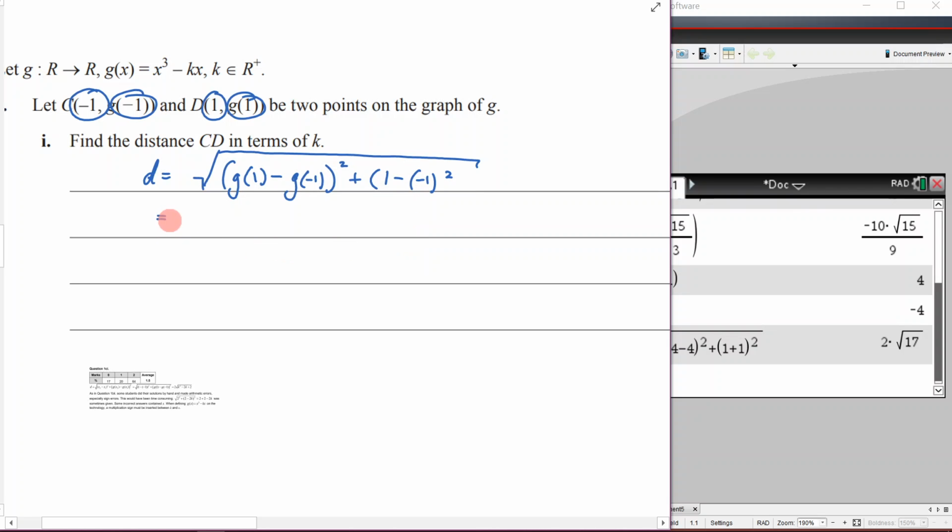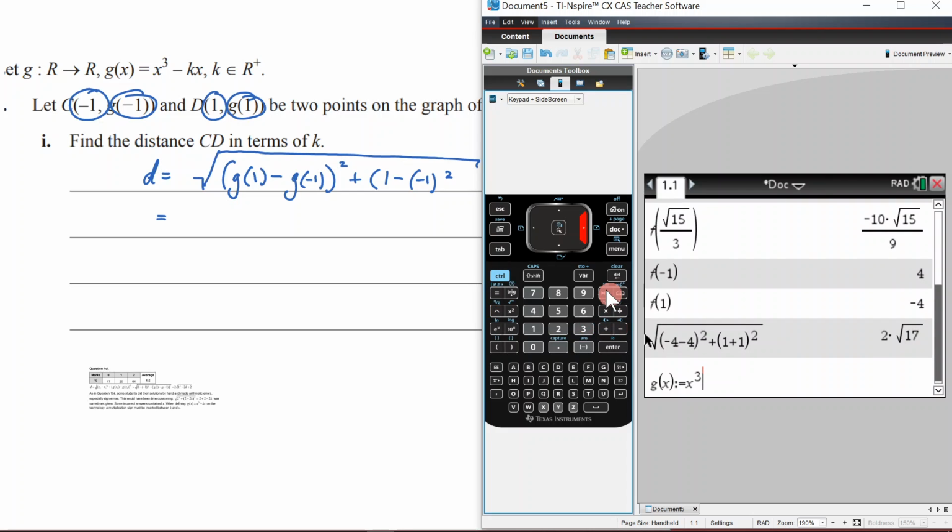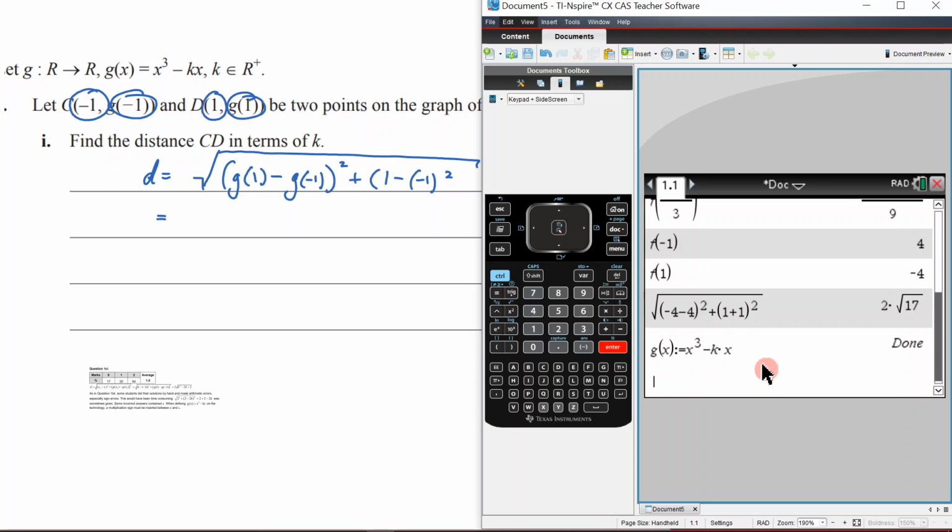And now I'm going to use my CAS to do this. So the first thing I'm going to do is define what G is. So I'm going to go G of X, then I'm going to go control this, and it's X cubed minus KX. Now here's a really important thing. If I don't put a multiplication sign between the K and the X, it's actually just going to recognize it as one thing, and I'm going to end up with the wrong answer. So make sure you have a multiplication sign between the K and the X in this question. You hit enter, it's done, and now we can simply use our distance formula.